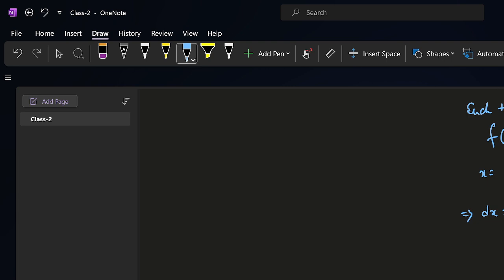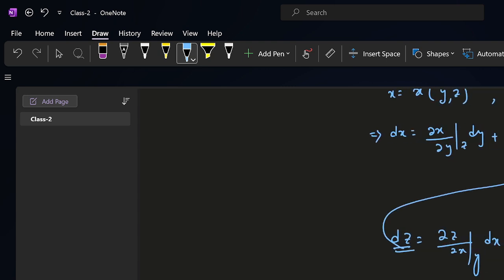So basically just now replace the dz here so that you can get the total dx as: first term is unchanged, del x del y at z constant dy, plus the second term, del x del z at y constant times the whole value of dz, which is del z del x at y constant dx plus del z del y at x constant dy.